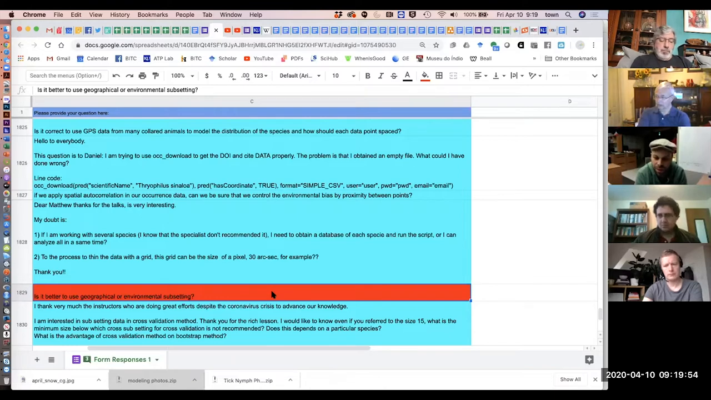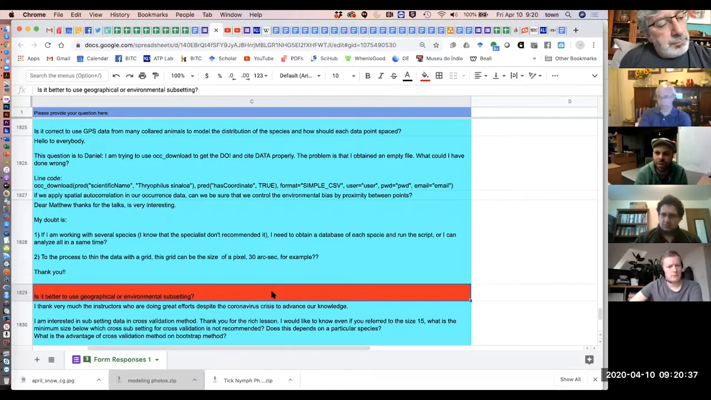The environmental blocking can be problematic because you're not partitioning in space, so you might have partitions that are very, very close to each other. And so you might suffer from this spatial autocorrelation problem, this exact problem that you're trying to avoid by using a spatial block. So you might get points that are very close in space across partitions. And I found when I was doing this that I ended up with partitions that had two or three points in them, and other ones had 100, because the environments were not sampled evenly. So that's a problem too.